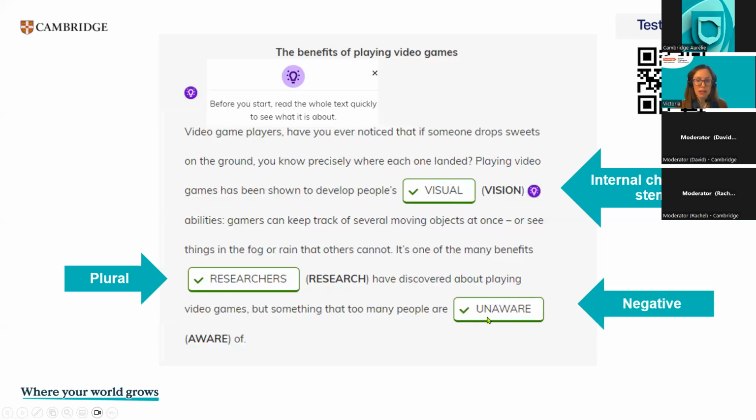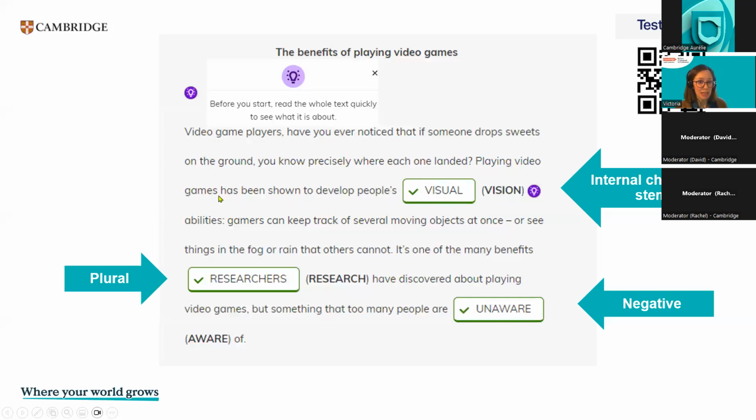And then here, unaware, we are choosing a negative prefix to make this word, okay? And why negative? Well, because we've got the but here showing contrast, right? So these are examples of what you need to look at.